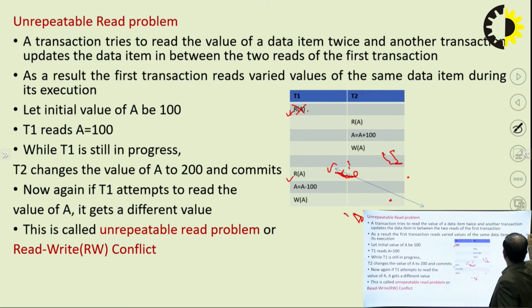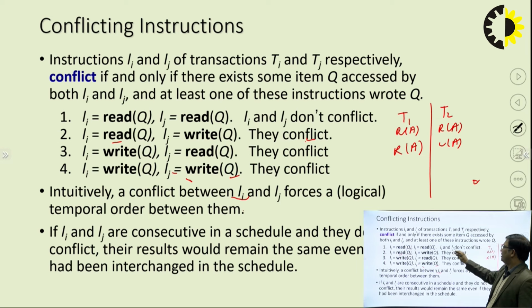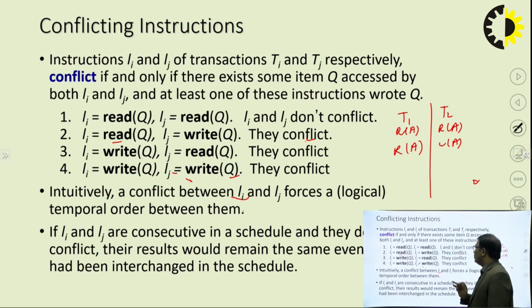So we should follow only this case: if there are two read operations, then it is not a conflict, otherwise it conflicts. Okay. So intuitively, a conflict between Ii and Ij forces a logical temporal order between them.